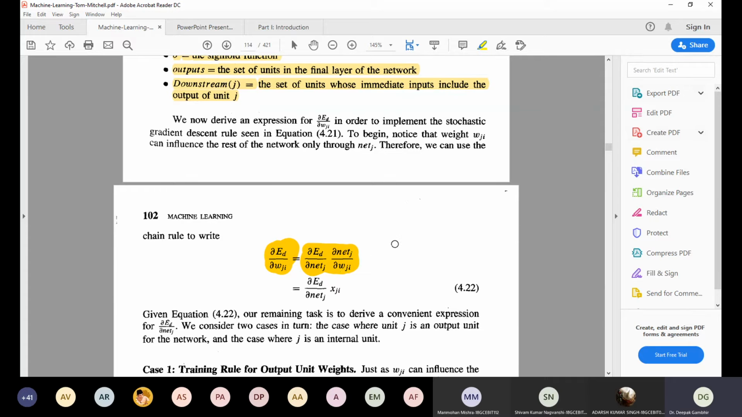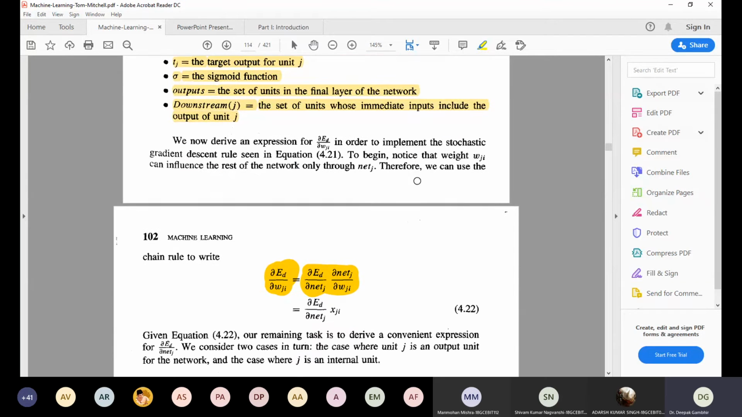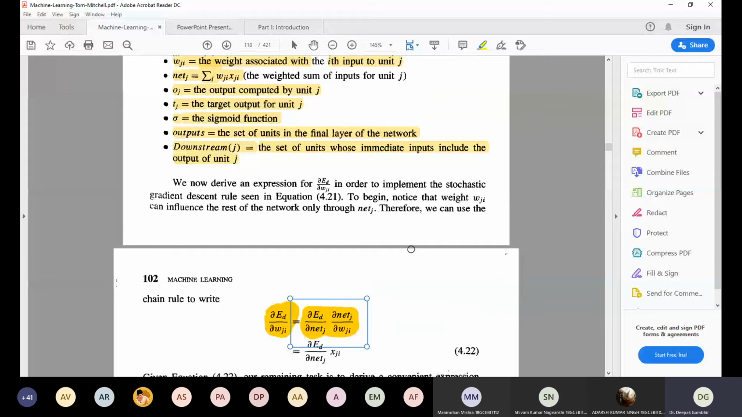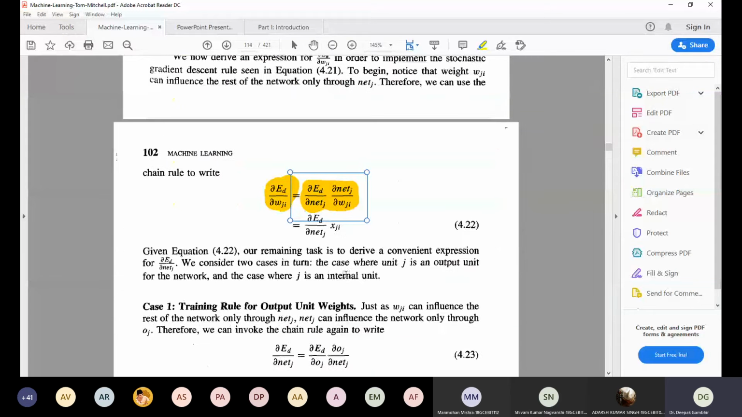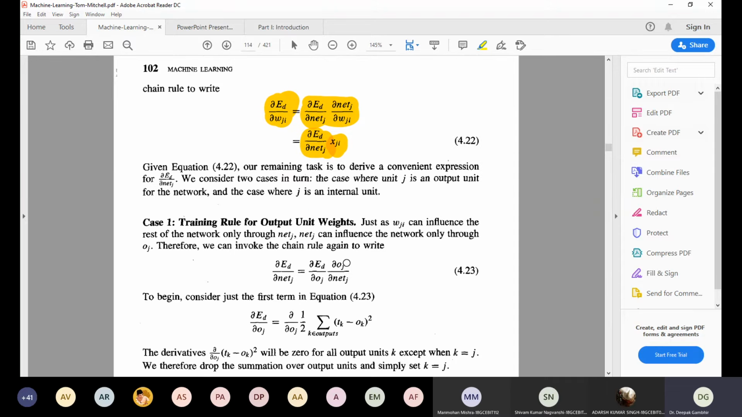Now net_j is, as I have told you, the summation of w_ji x_ji. If you take the partial derivative with respect to w_ji, this would result in only x_i, and we are left with the sum of the partial derivative of error with respect to net_j. Now how do we compute the partial derivative of error with respect to net_j?